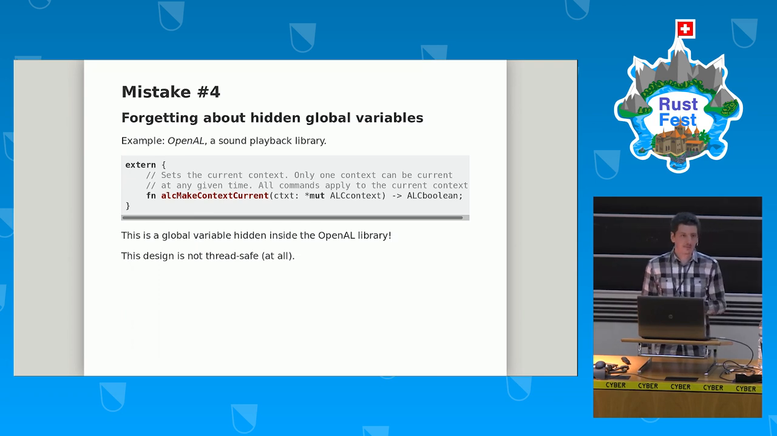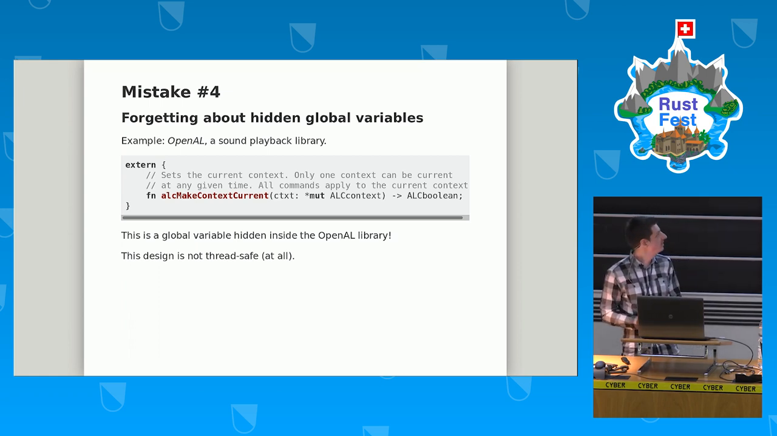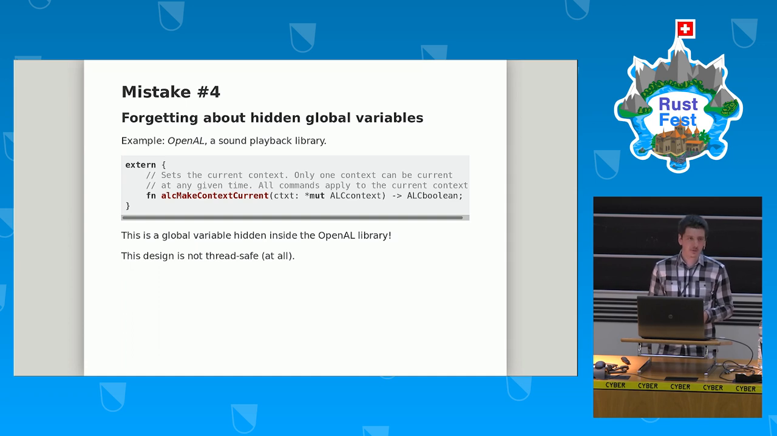And once you've made a context current, all the functions of the OpenAL library that you call apply to the context that you set as current. And if you think about it, this is, in fact, a global variable hidden inside the OpenAL library. When you call alcMakeContextCurrent, what you're essentially doing is you just set the value of this global variable.